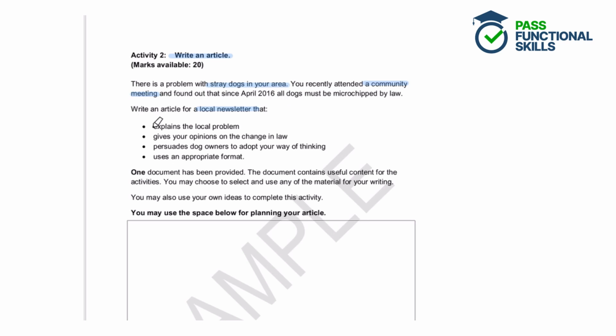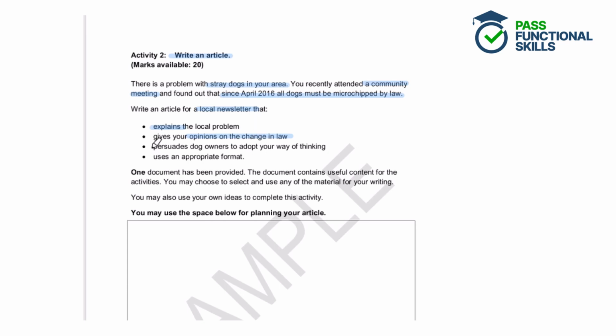We need to explain the problem, so we need to give details about what's going on, how many stray dogs are there, why are they there, what are the problems that are leading to stray dogs being on the streets. Then we need to give our opinions on the change in law. So the change in law that has been specified up here is that since April 2016, all dogs must be microchipped. So you've got to give your opinion on that, and you might also want to explain your opinion with reasons so that you are being persuasive.